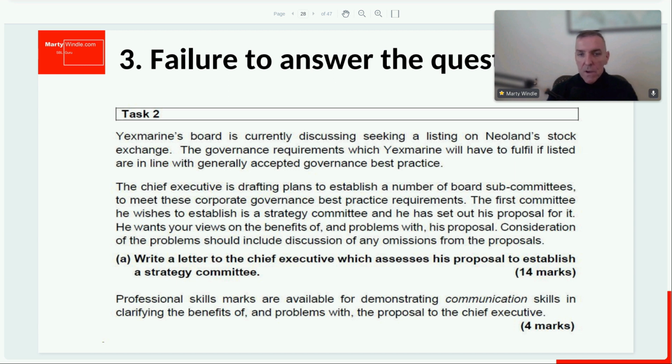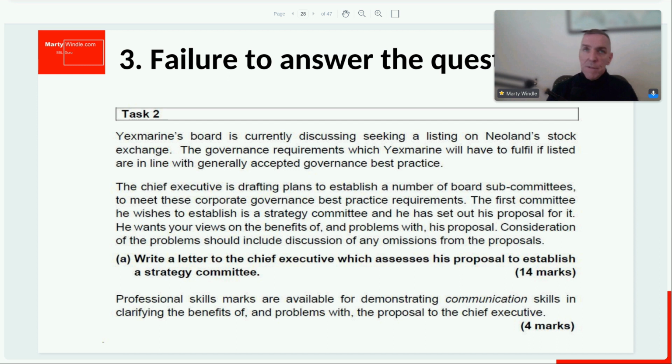Okay. So a couple of things here, right? When we look at this question, the first thing to note is letter format. So not every question is going to be a report or a briefing paper. This is a letter. It's a letter format. So if you don't write your answer in a letter format, you're going to lose half the professional marks. You're going to go from 4 to a maximum of 2. So you've got 2 marks in the bin already.